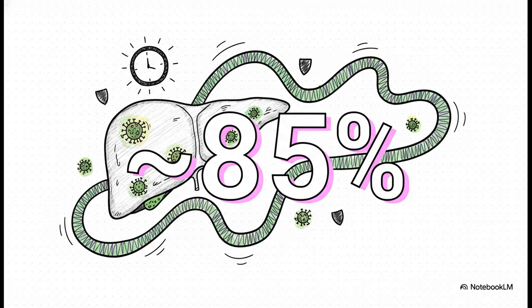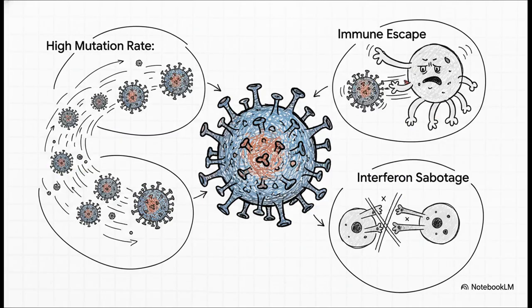It is, by far, the most likely of all the hepatitis viruses to set up a lifelong and often completely silent infection. So you have to be wondering, how does it pull this off? Well, HCV has a few really clever tricks. First, it has an incredibly high mutation rate. This creates something called quasi-species. You can think of it like a swarm of viral decoys.